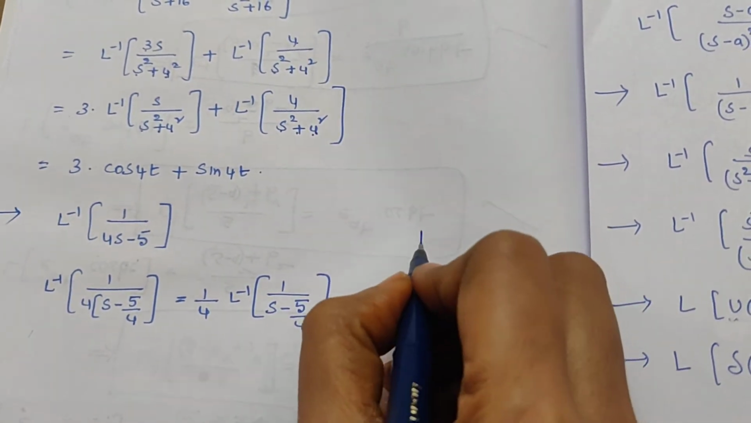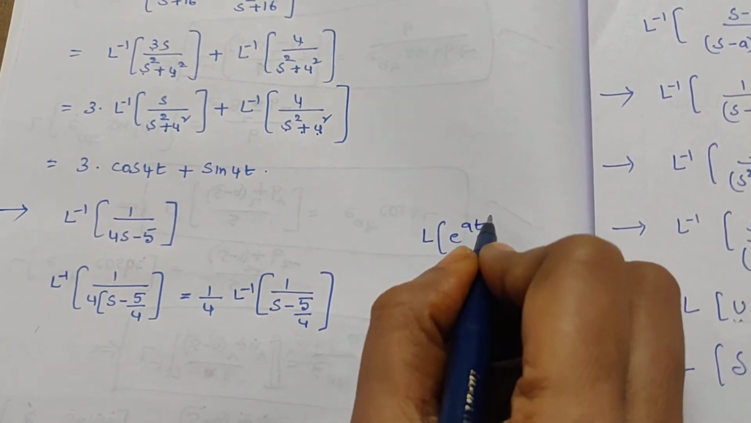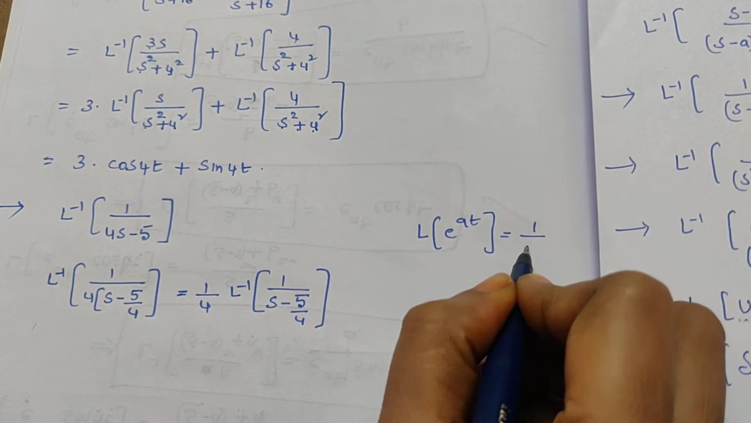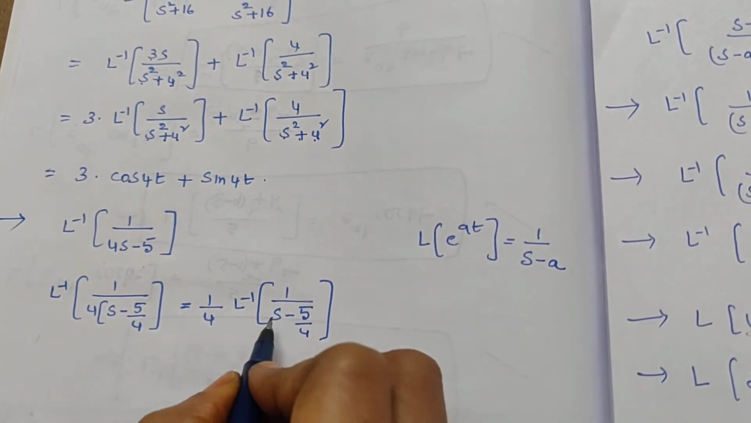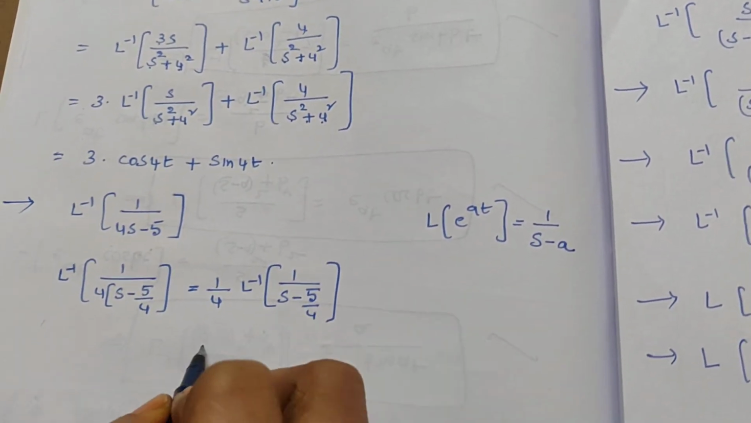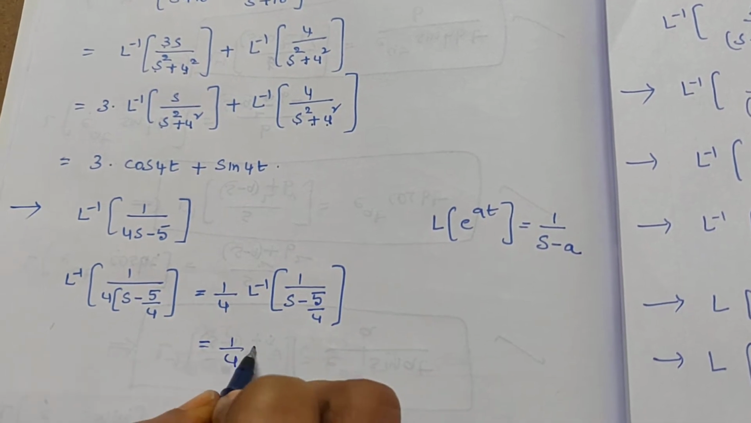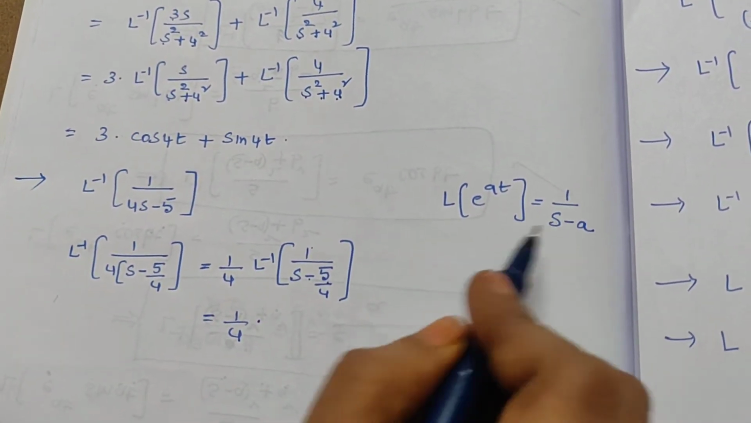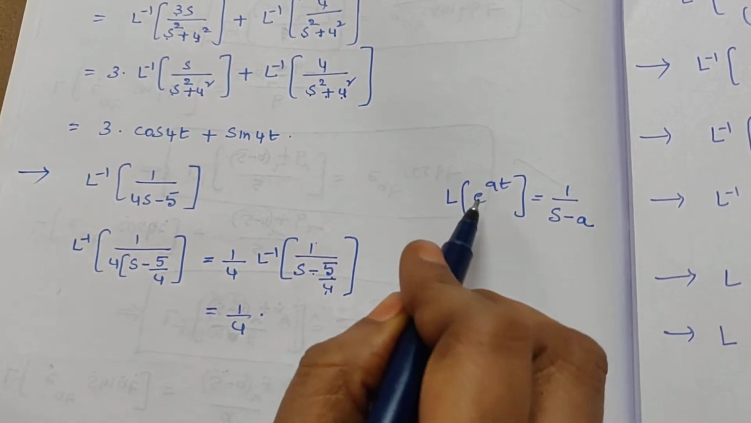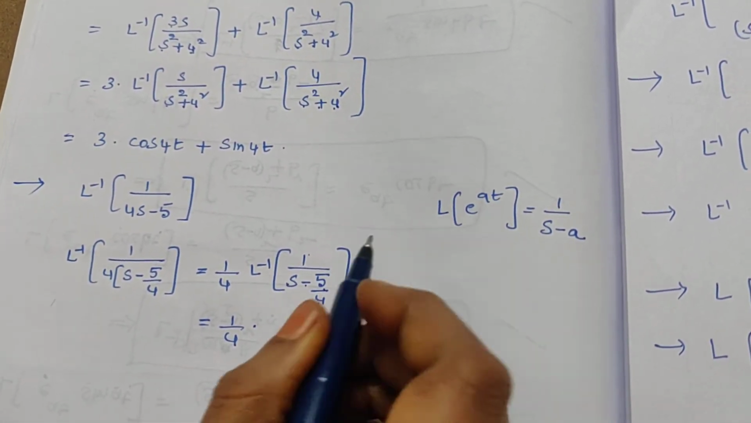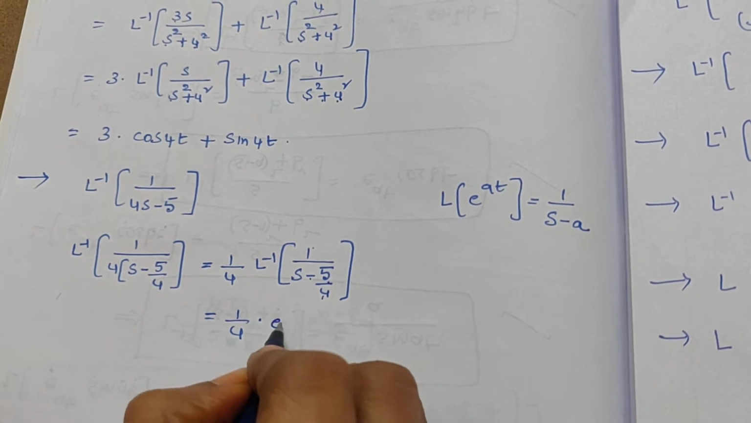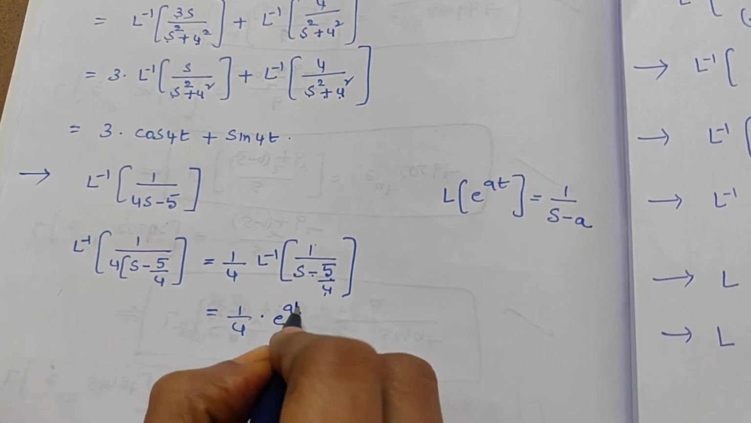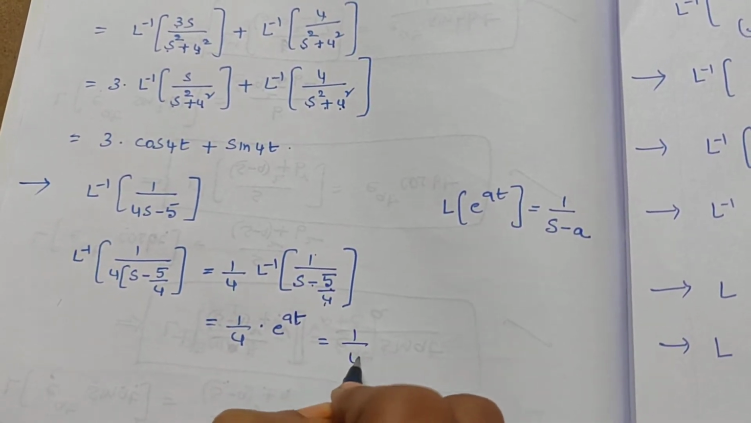Clearly we know the Laplace transform of e power at is 1 by s minus a. So it is equal to 1 by 4 times the inverse Laplace transform of 1 by s minus a, with a as 5 by 4, which is e power at. Here a means 5 by 4, so the answer is 1 by 4 e power 5t by 4.